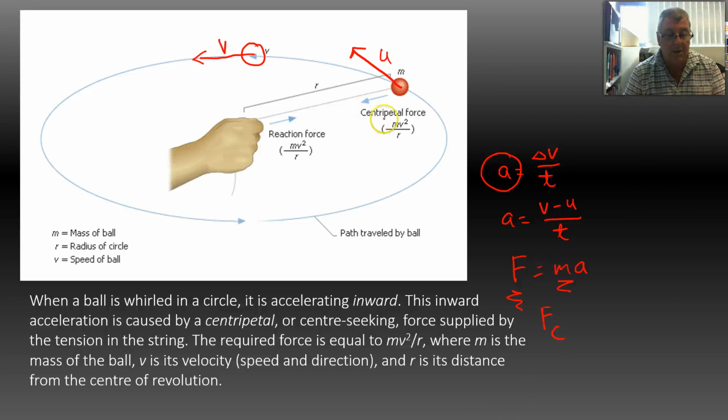And we'll delve into the equation shortly. And so that's why we can say that the object is accelerating, even though it's staying at the same radius and going around in a circle.